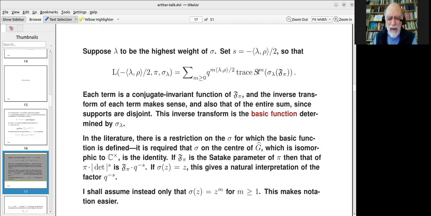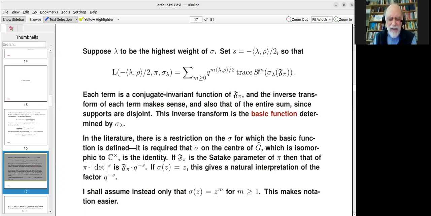Now, however, in order to get exactly the basic function, there's a somewhat arbitrary, but not quite, normalization that has to take place. You fix your s, you set it equal to lambda rho divided by 2, where rho is the sum of roots. And this is a standard delta to the 1/2 if you write it multiplicatively. And then you get the following expansion, again following Molien's formula. And so you get the basic function.